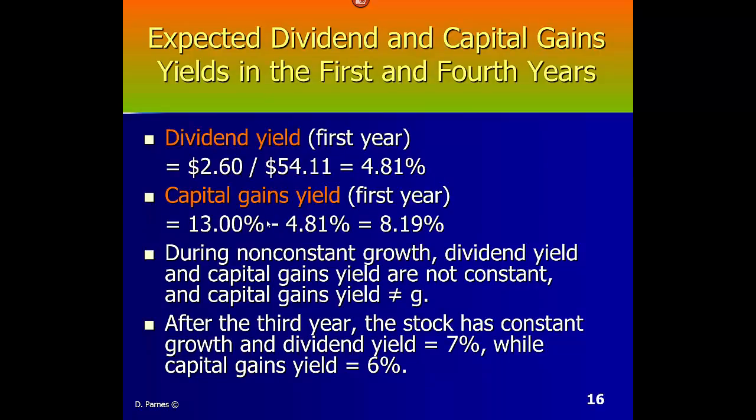If we know that KS, the required rate of return on the stock, is 13%, then we need to subtract the dividend yield of 4.81%, and therefore you get 8.19%. Notice that in this case, when you have different growth rates, the capital gains yield will not be equal to G, and the dividend yield is also something different.